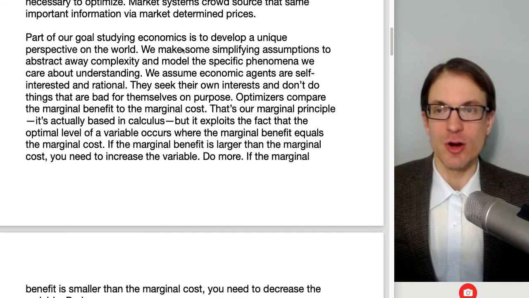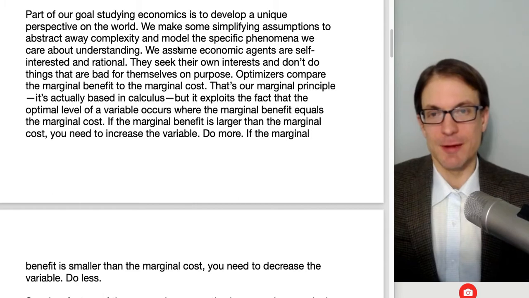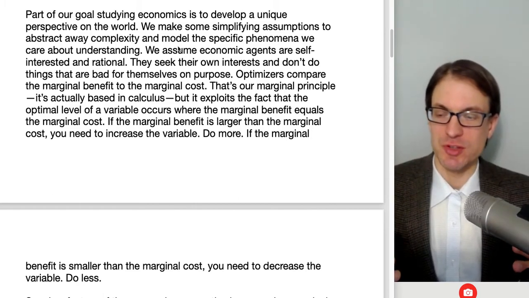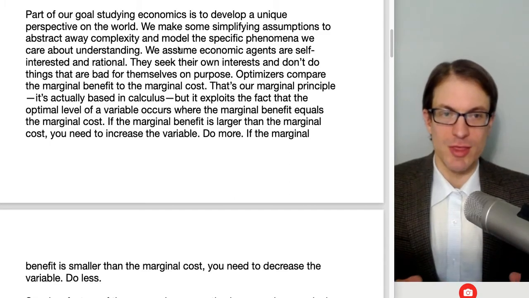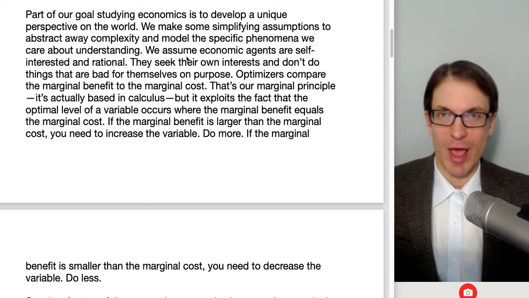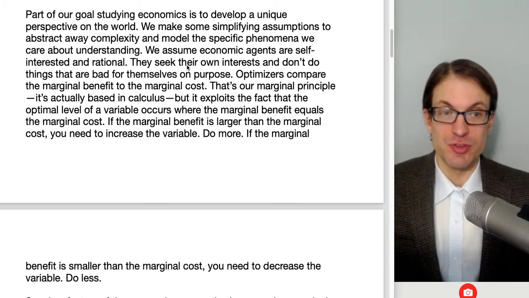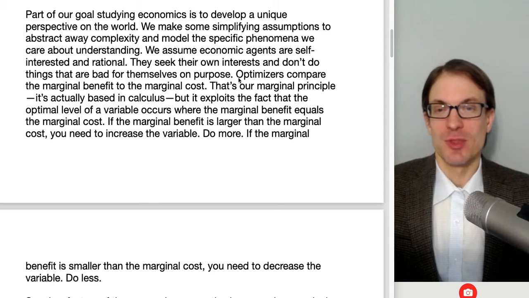Now part of our goal in studying economics is to come up with a unique perspective on the world and about markets within it. In doing so, economists make simplifying assumptions to be able to abstract away the complexity and focus on the specific thing that we're interested in studying. For instance, we assume economic agents are self-interested and rational, meaning people seek what's in their own best interest, and they don't do things that are bad for themselves.